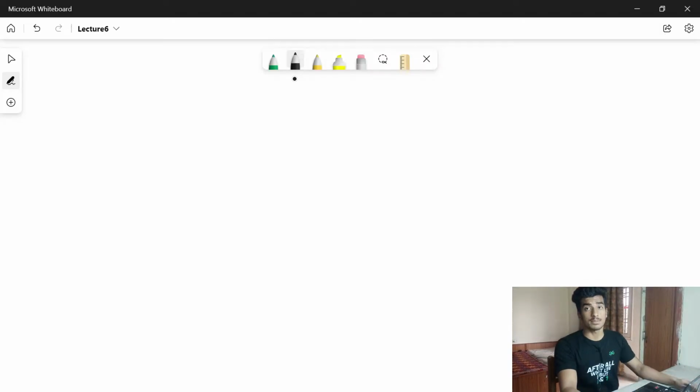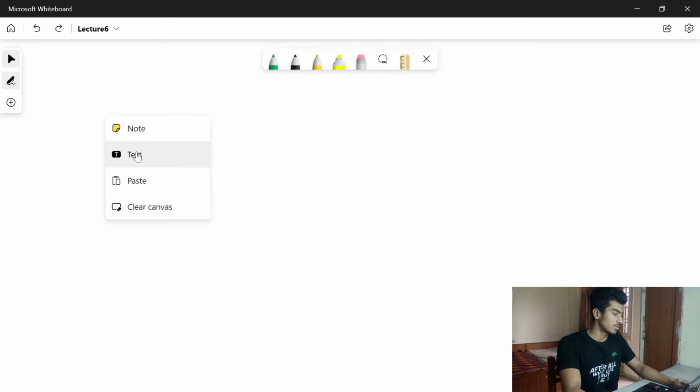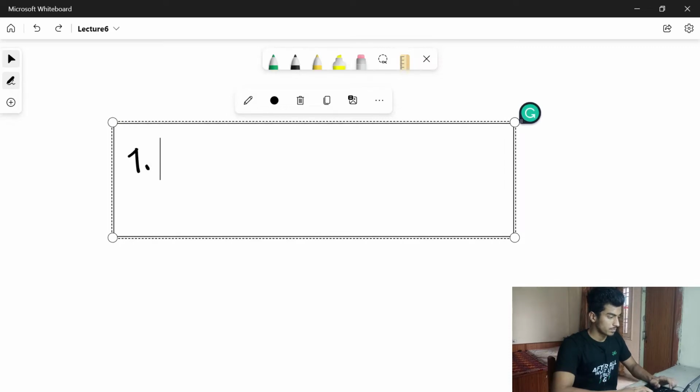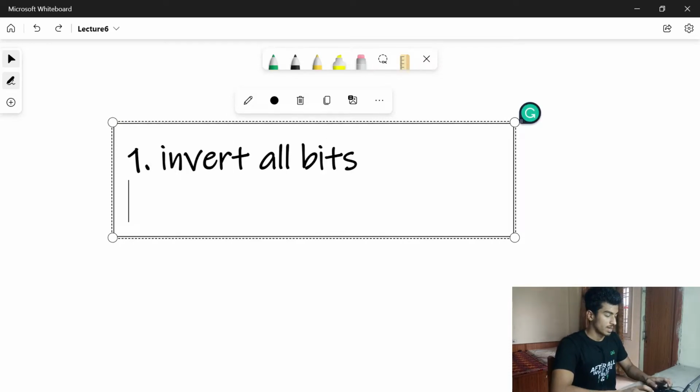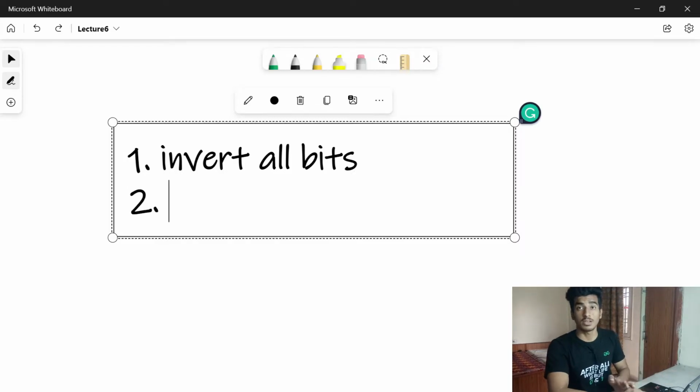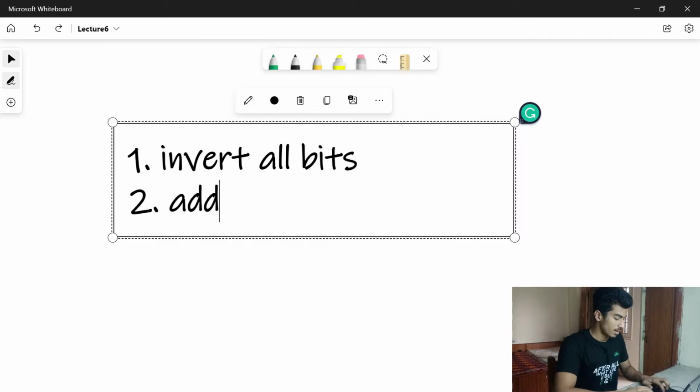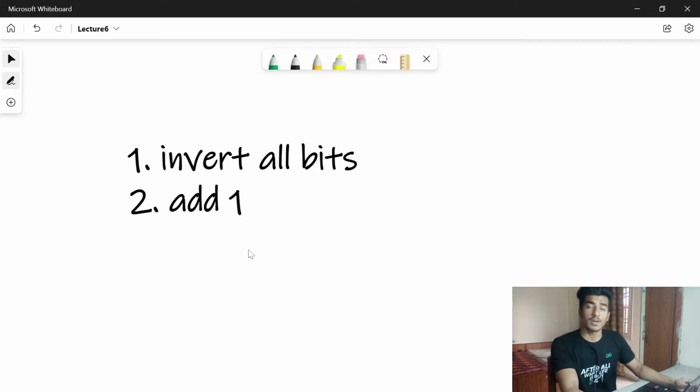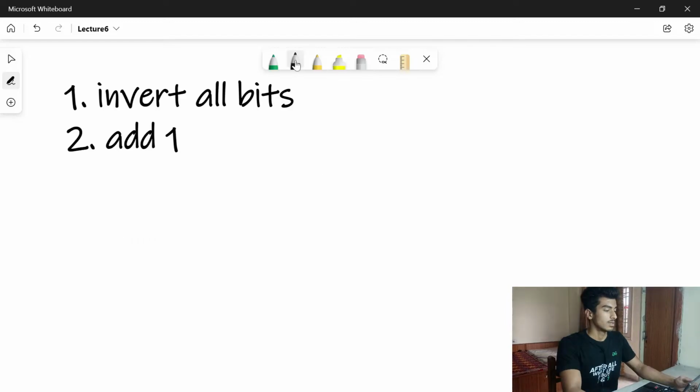Suppose I am considering integer numbers here. You have two steps to find the 2's complement of some number, and the first one is to invert all bits, and the second step is to add 1 to the inverted number. That is it. Now you can find the negative inverse of any number.